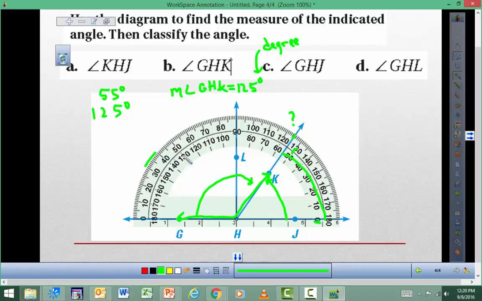Now sometimes you can add and subtract. Like, where is GHJ? I'm going to use a different color now. GHJ, that's this angle here, right? Is that one easy? It's 180, right? So that one's equal to the measure of this angle. Well, let's just put an M right here. The measure of that angle is 180, right?